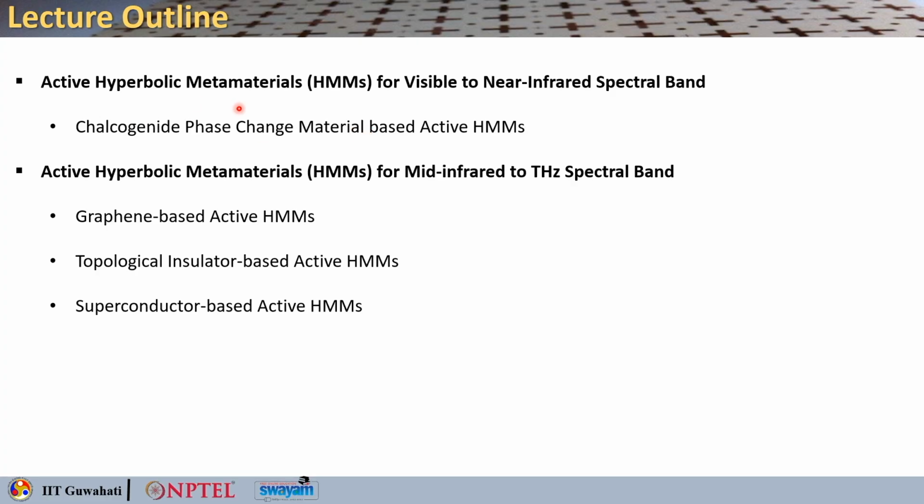So here is the lecture outline. We will look into active hyperbolic metamaterials for visible and near infrared spectral band. We will discuss chalcogenide phase change material based active metamaterials, and then we will move on to discussing active hyperbolic metamaterials for mid infrared and terahertz spectral bands. There we will discuss graphene based active metamaterials. HMMs are hyperbolic metamaterials, right? Topological insulator based active HMMs and superconductor based active HMMs.